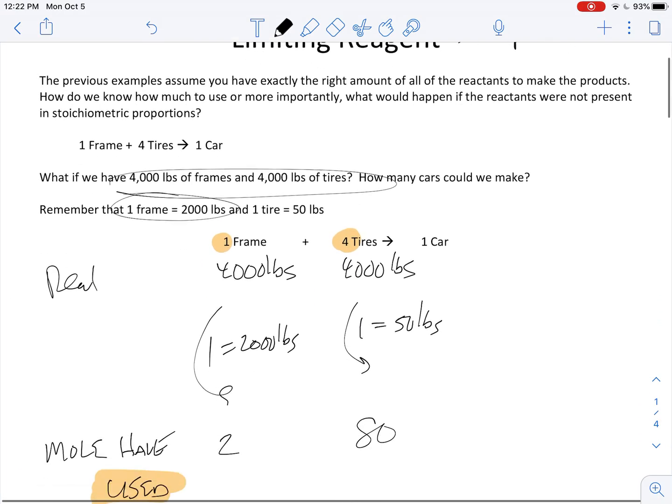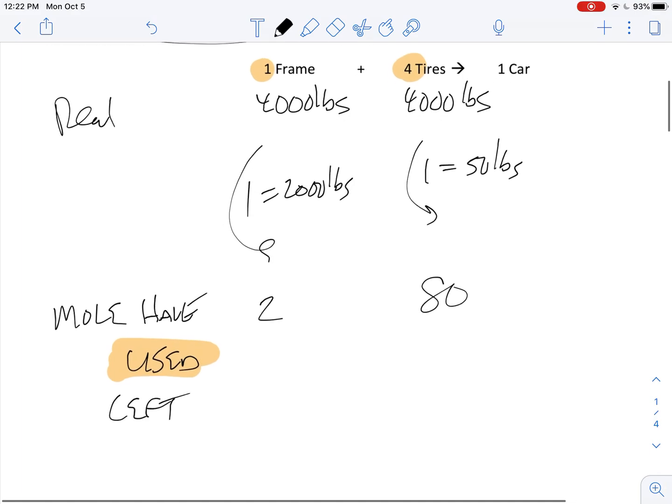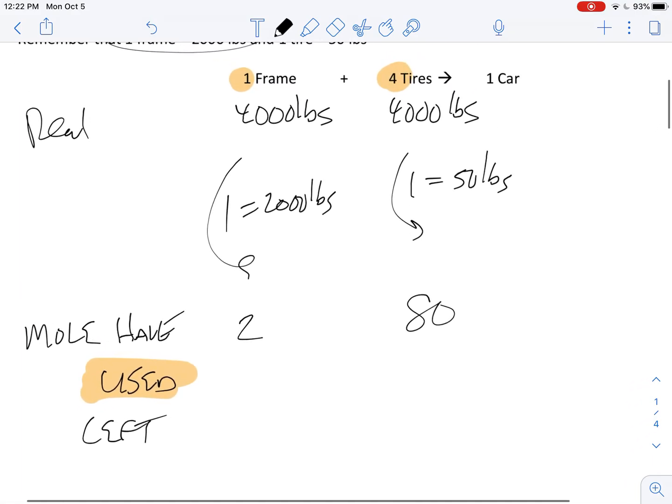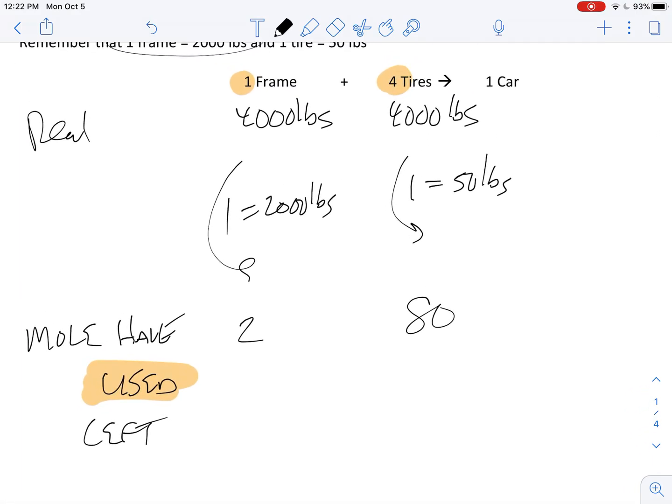Okay, so what's going to happen here? Well, I think it's pretty obvious that our limiting reagent is going to be our frames here. We have way too many tires, right? So let's double check that to make sure that the math works out. Let's try to use all 2 of my frames, sorry. And then I'll be left with no frames, because I started with 2, I used the 2, and I'm left with 0.